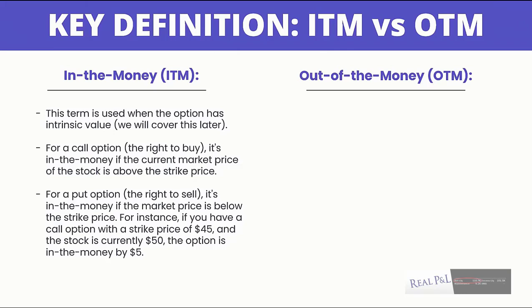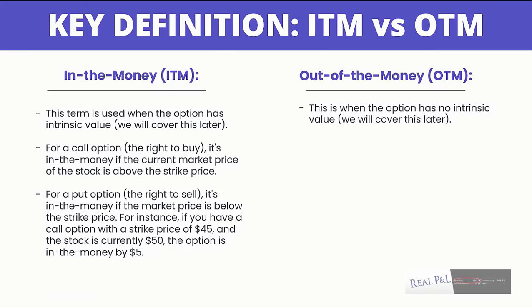For a put option, the right to sell, it's in the money if the market price is below the strike price. For instance, if you have a call option with a strike price of $45 and the stock price is currently $50, the option is in the money by $5. It's kind of like having a lottery ticket that's already a winner.